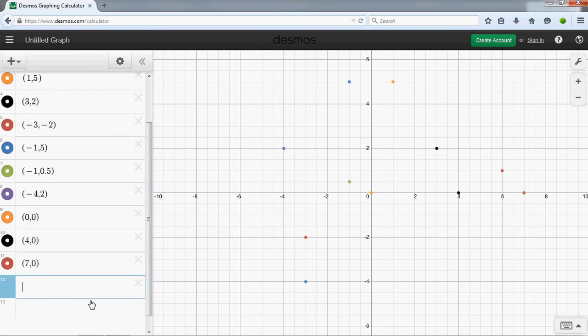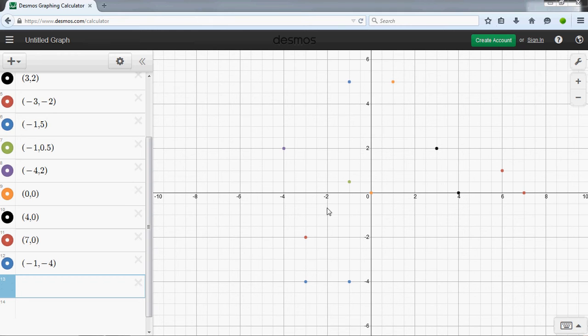All right, let's try (-1, -4). So -1 on the x-axis is going to be which way? It's going to be to the left 1. And -4 on the y-axis is going to be which way? It's going to be down 1, 2, 3, 4. So it should be right about there. And there we go.